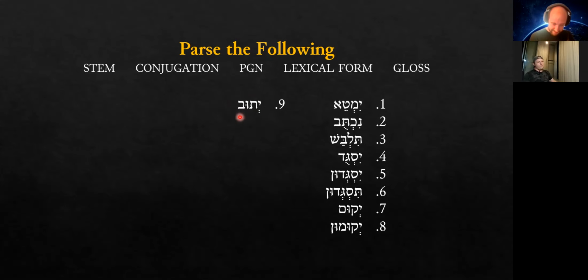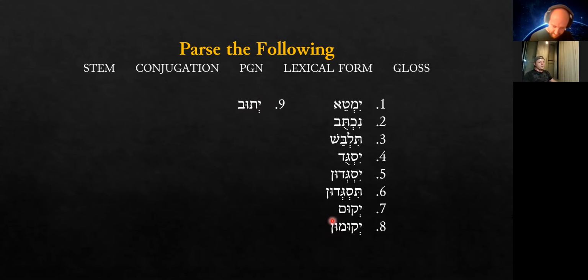From tav vav bet, third masculine singular. He will return. So it's like in Hebrew, Yashuv. I said number 8 is identical to Hebrew if we have the nun energicum.